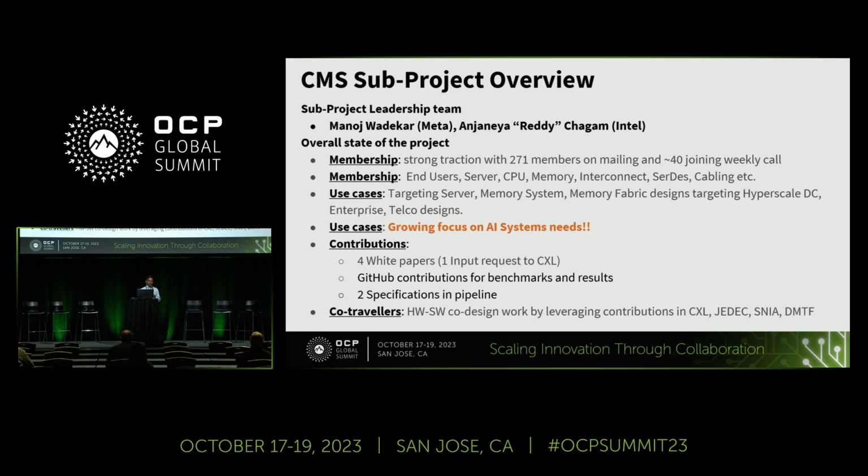From the focus perspective, we are looking at the server side of composable memory as the initial focus. It doesn't mean that is the only focus going into next year. Then the memory fabric designs, primarily targeting hyperscaler, enterprise, and telco use cases. There has been a lot of discussion about AI systems' needs, so there has been quite a bit of interest in this space. You're going to see more and more in the AI fabric, and what is the best way for us to deliver specifications plus reference architecture solutions around it going into next year.